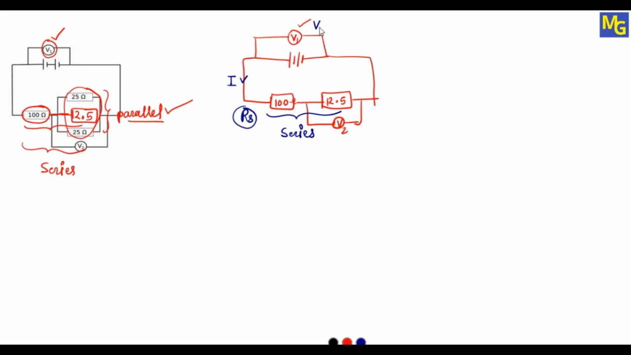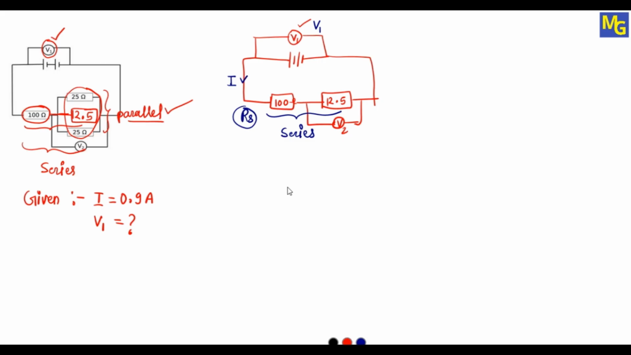So let's start. First we will write given. In given we have I value, that is 0.9 ampere. We have to find out V1, so V1 is equals to question mark. And now as I told, we have to find out the effective resistance, and for this, I will write it here.